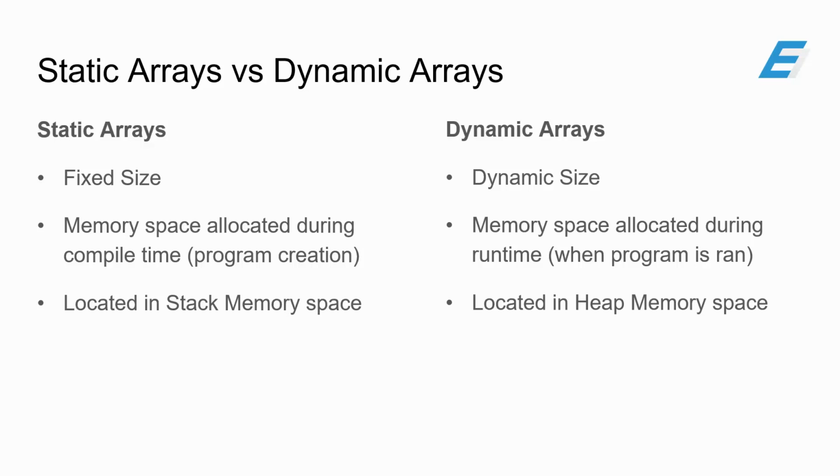Not only that, static arrays are located in the stack memory space, meaning if we were to divide the computer's memory into chunks or sections, there's a certain section that is called the stack memory, and that's where static arrays are located. As for dynamic arrays, they're dynamic in size, meaning they could readjust its own size. How? Well, that's due to the second bullet point, and that is dynamic arrays allocate memory space during runtime, meaning when the program is running. And not only that, dynamic arrays are located in the heap memory space of your computer's memory. Again, it's just another section of your computer's memory.